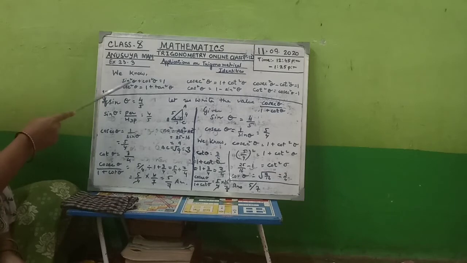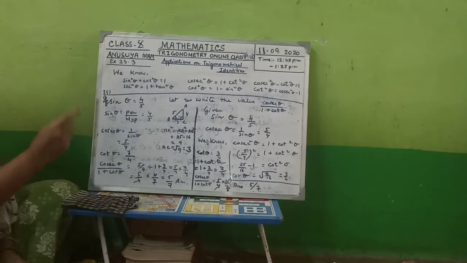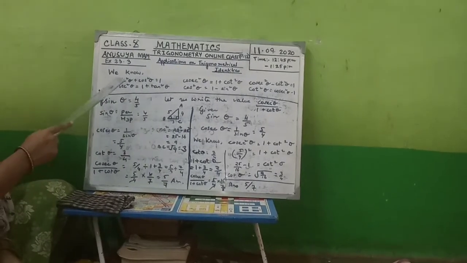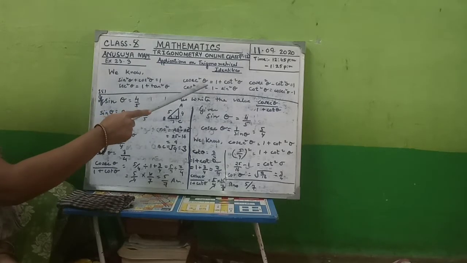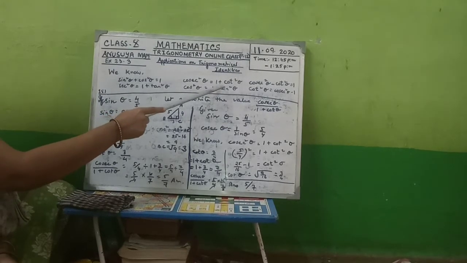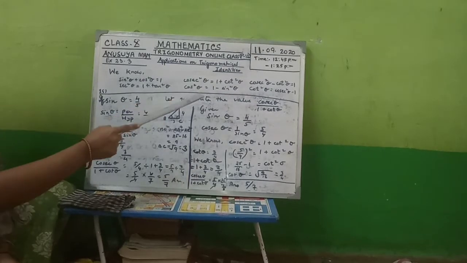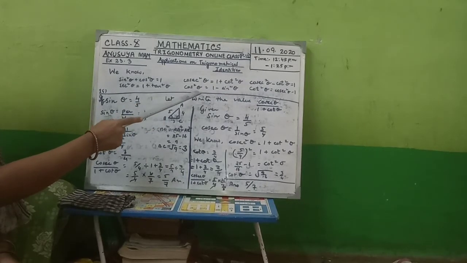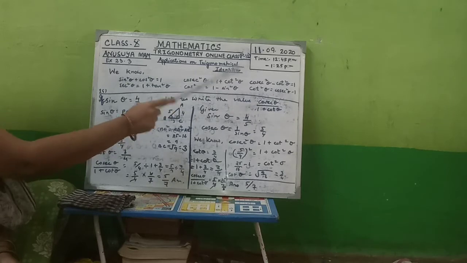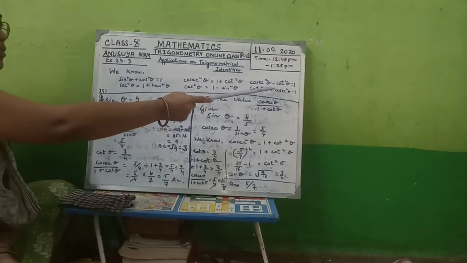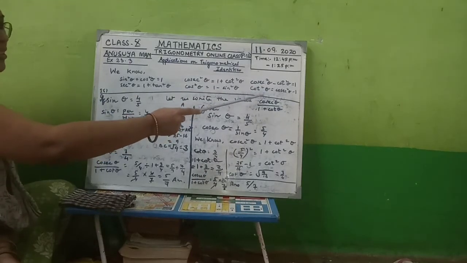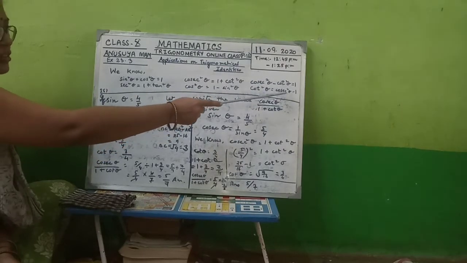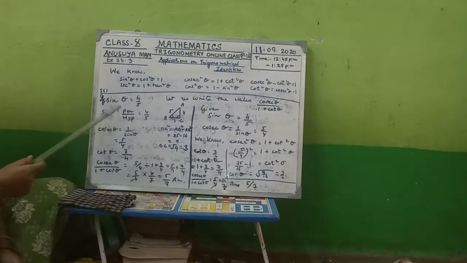We know sin square theta plus cos square theta is equal to 1. Sec square theta is equal to 1 plus tan square theta. Cosec square theta is equal to 1 plus cot square theta. Cos square theta is equal to 1 minus sin square theta. Cosec square theta minus cot square theta is equal to 1. Cot square theta is equal to cosec square theta minus 1.